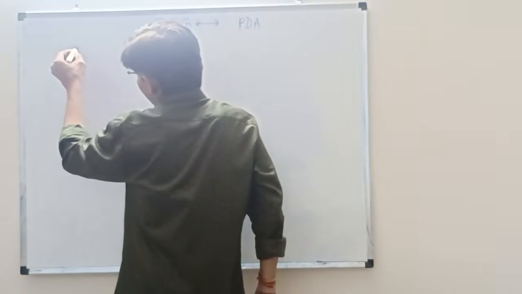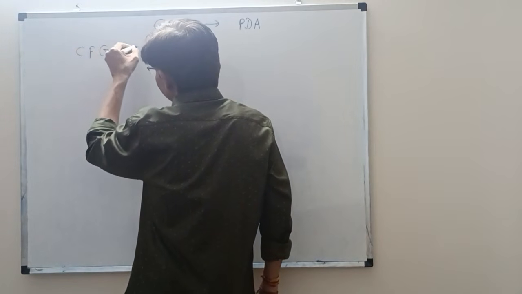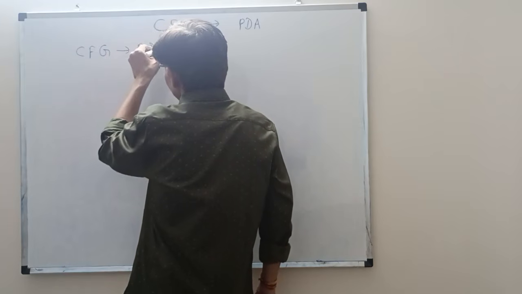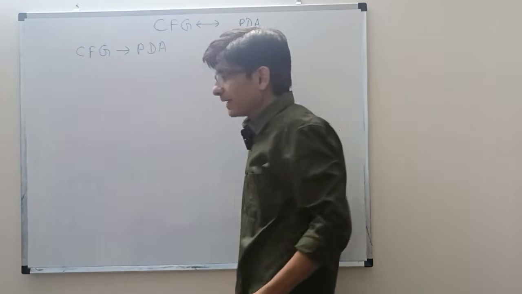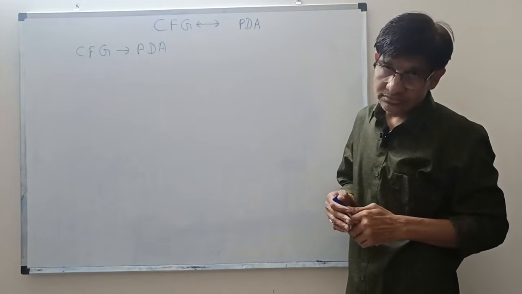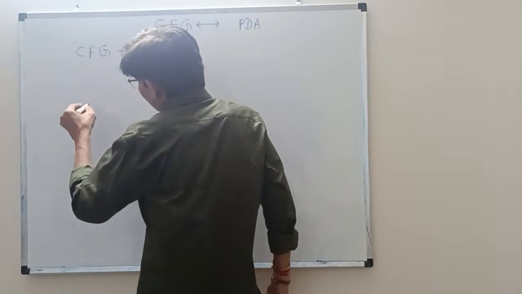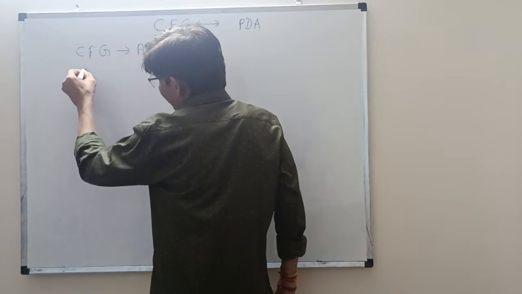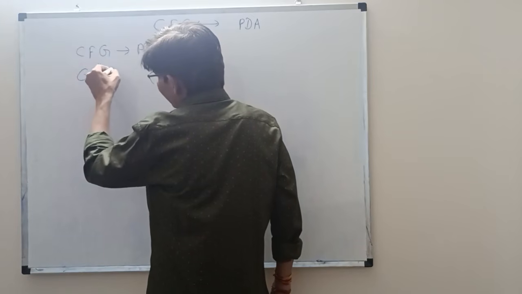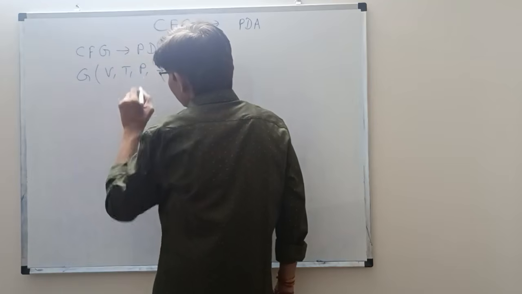So, I will mention it like this, CFG to PDA. Now, as you know friends, CFG is a grammar. CFG is a grammar, and context-free grammar, as it is a grammar, will have four tuples: V, then T, then P, then S.